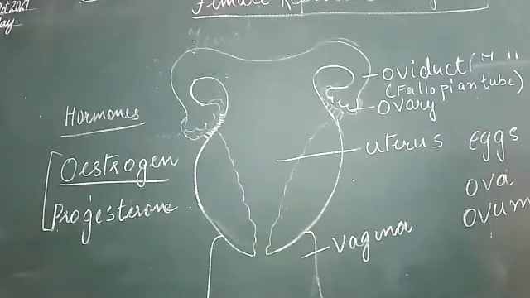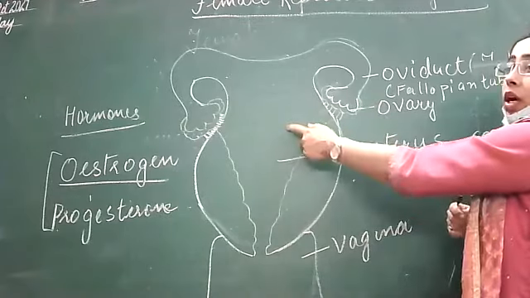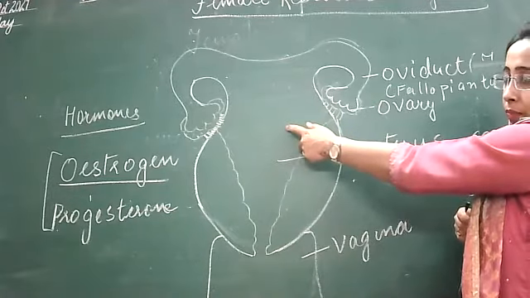And these fallopian tubes, you can see, they are coiled. They are thin and coiled and they are muscular. See, the opening of the fallopian tube near the ovary is funnel shaped. Just like a funnel, these are funnel shaped. And what they do, they connect the ovary to the uterus.